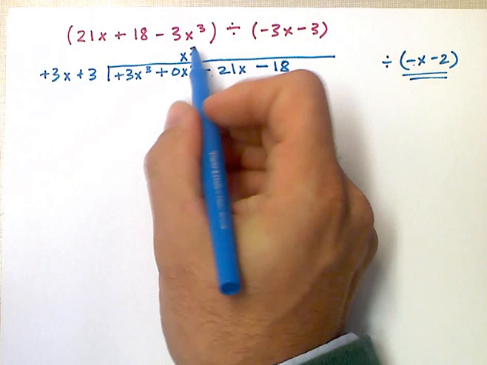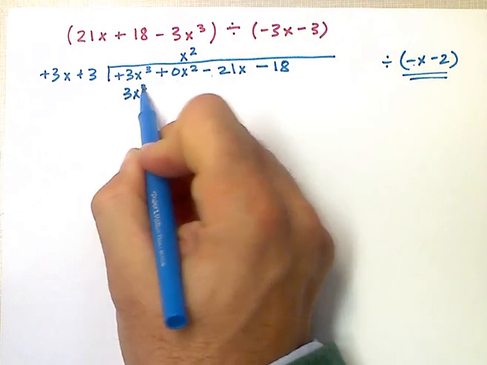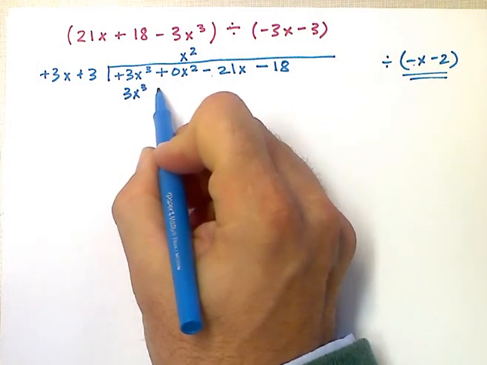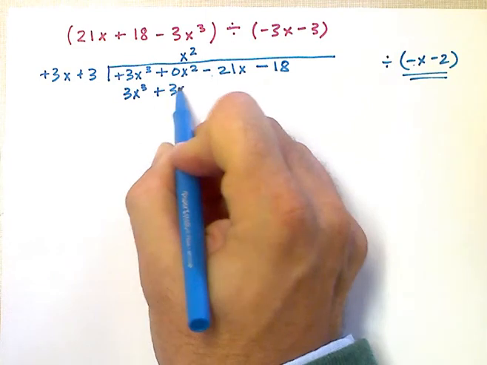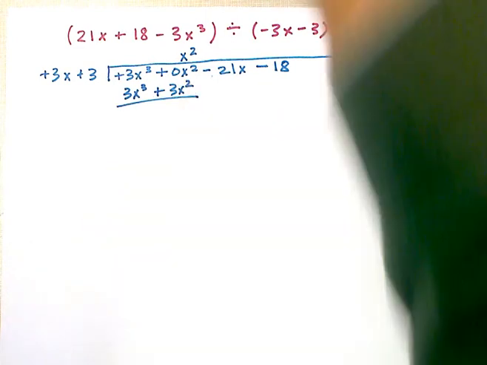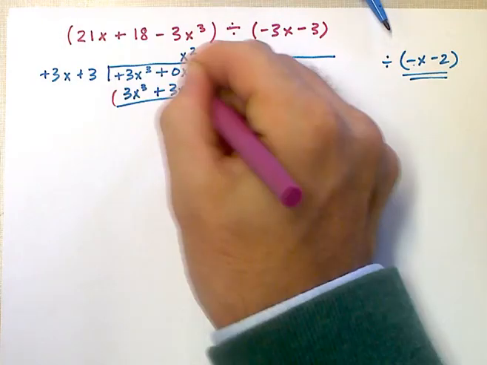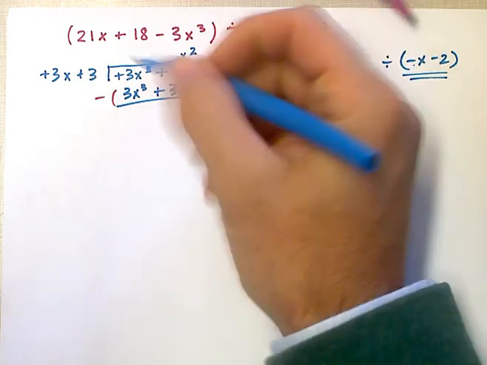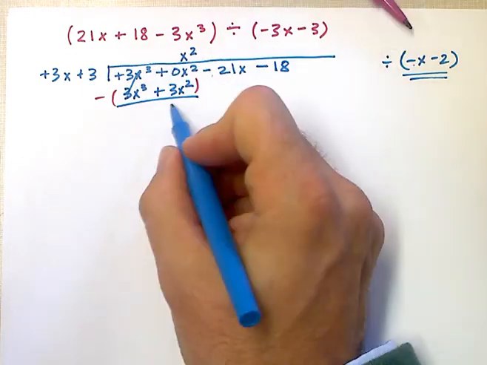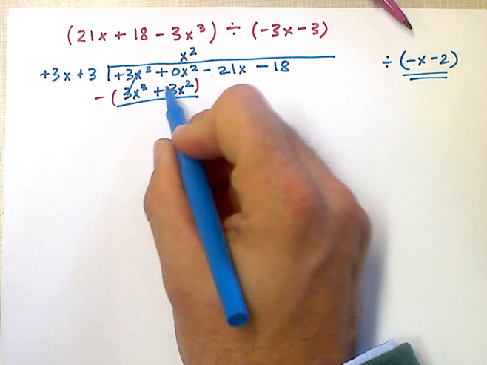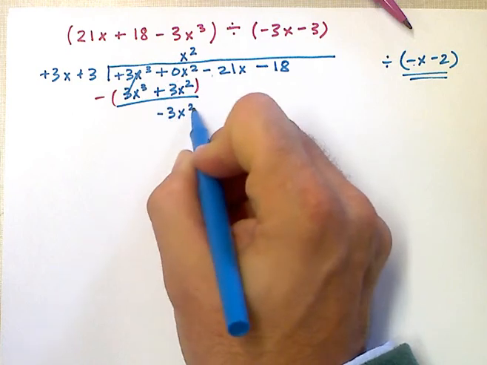I get the 3x to the third plus the 3x squared. Change my signs. You can see I'll get it to cancel out. I get a 3x squared. This is minus 3x squared minus the 21x.